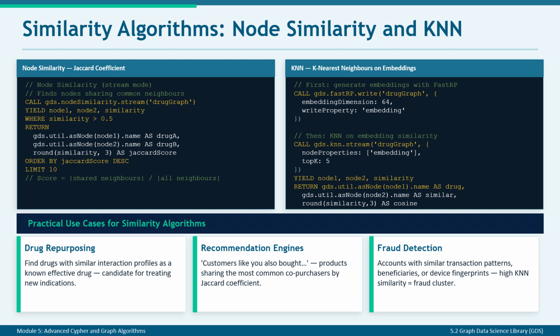3 practical use cases. Drug repurposing. Find drugs with similar interaction profiles to a known effective drug. They become candidates for treating new indications. Recommendation engines. Products sharing the most co-purchasers by Jaccard coefficient are good "also bought" suggestions. Fraud detection. Accounts with similar transaction counterparties and device fingerprints form clusters that a human analyst might miss, but a KNN query surfaces in seconds.